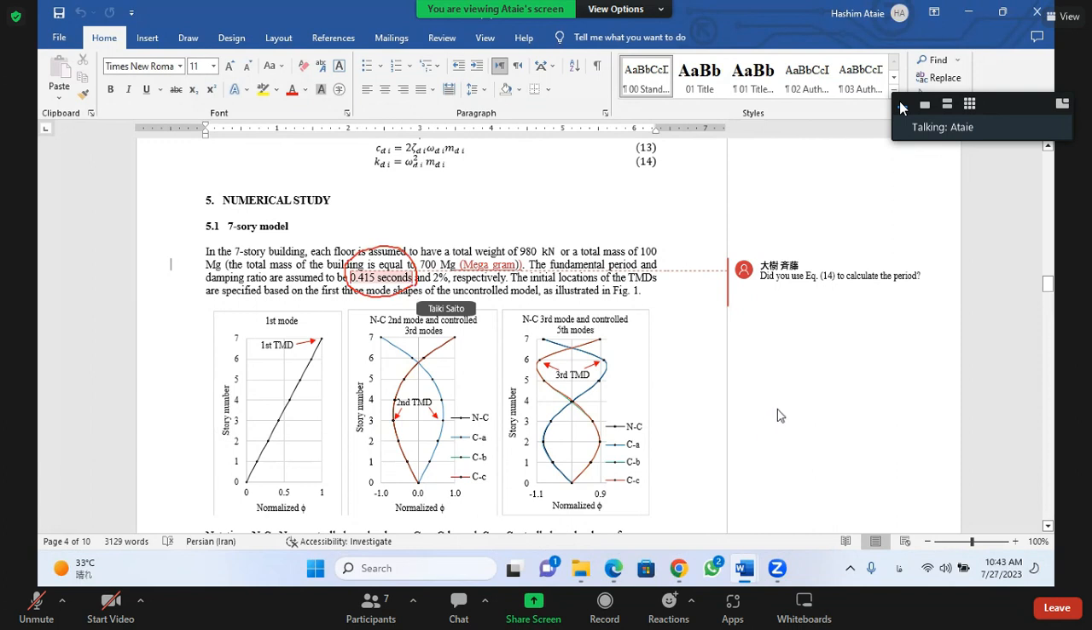I just assumed, sensei, because there are papers about how to assume the first fundamental period of a building. So I thought that this amount is okay. But to be consistent, it should be the same method, right? So maybe you should mention equation 15 here. And also, it will be 0.42?